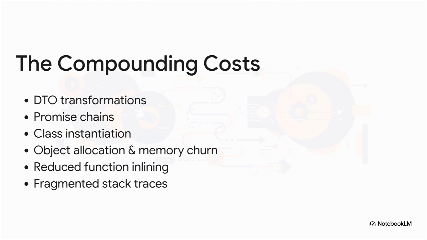You're transforming data from one shape to another. You're creating new objects. You're adding another link to the promise chain. Now, one of these little operations, no big deal. But add them all up and you get this constant memory churn. You're creating and throwing away objects so fast that the garbage collector is working overtime and the runtime just can't find good opportunities to optimize your code.